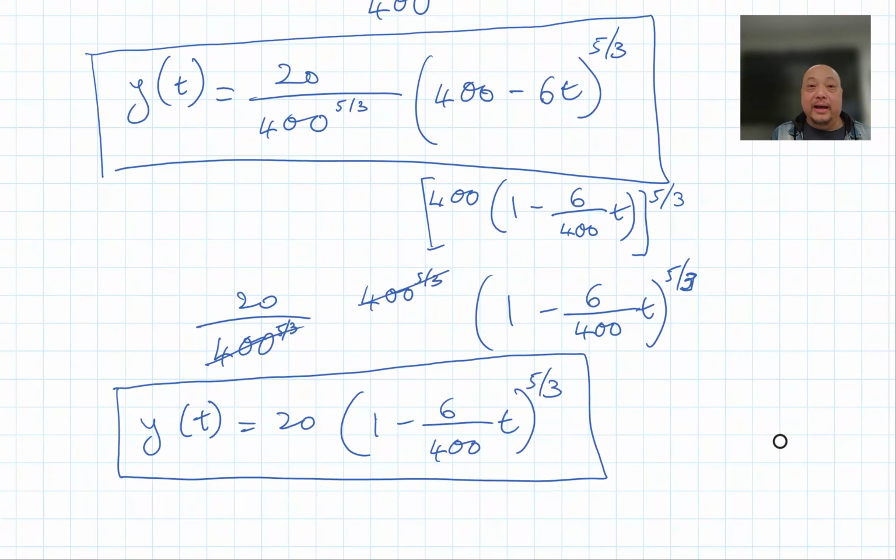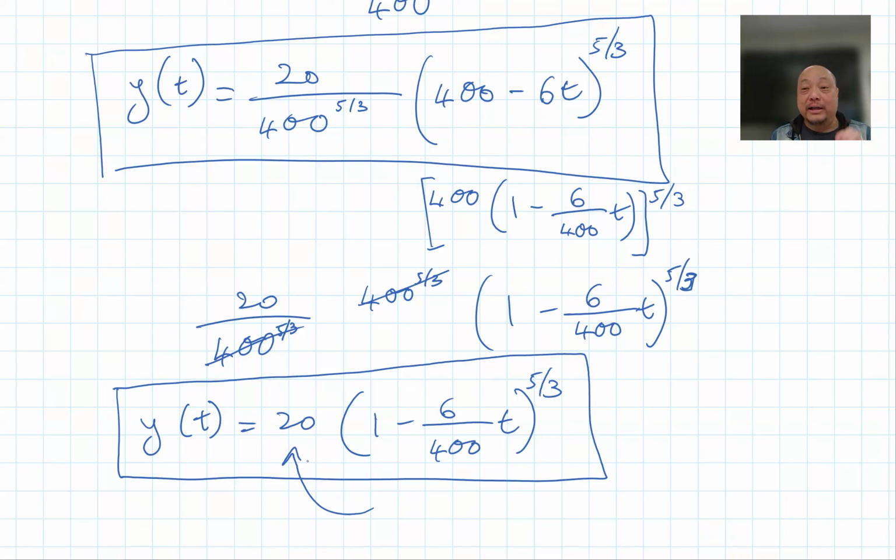1 minus 6 over 400 t, all to the 5/3, like this. And like I said, those of us who are OCD, we kind of like this form of the solution better. First of all, because the 5/3 doesn't appear too many times. It doesn't appear in the denominator. But a better reason still is that when you look at this, it's very clear that the initial value is equal to 20. When you plug in t equals 0, this whole thing goes away. And you just have 1 to the power something. Well, 1 to the power something is just 1. And so the initial value is just 20.